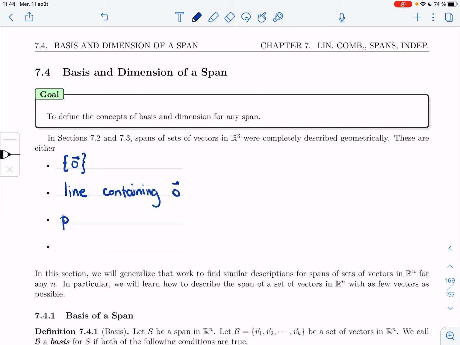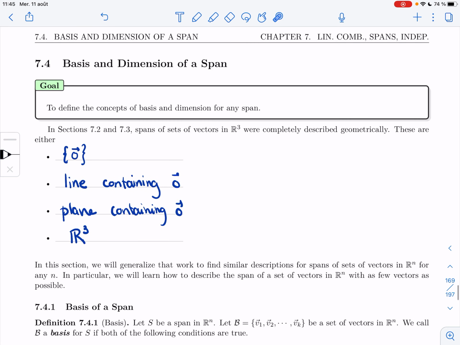Something bigger could be a plane. Again, that plane will be containing the zero vector. And then the other thing it could be is just all of R3. And that's it. Spans in R3 are always one of these four things. It cannot be anything else.